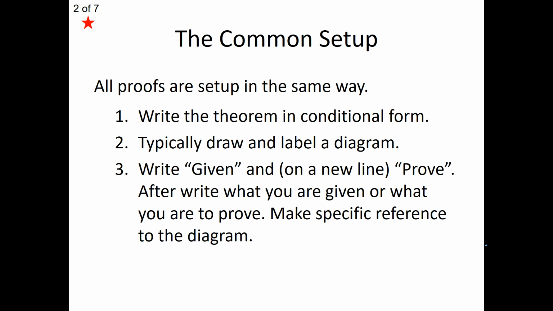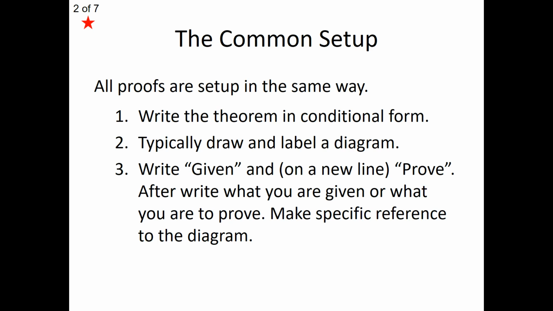Step number one, write the theorem in a conditional form. We've been seeing conditional forms for the last two lessons, this if given then conclusion. So if the statement is not in the if-then form, we will transform that into the if-then form. Number two, typically draw and label a diagram. Now, I say typically here because there will be maybe a handful of theorems in which a diagram is not required, which means we do not need to draw a diagram for that proof.